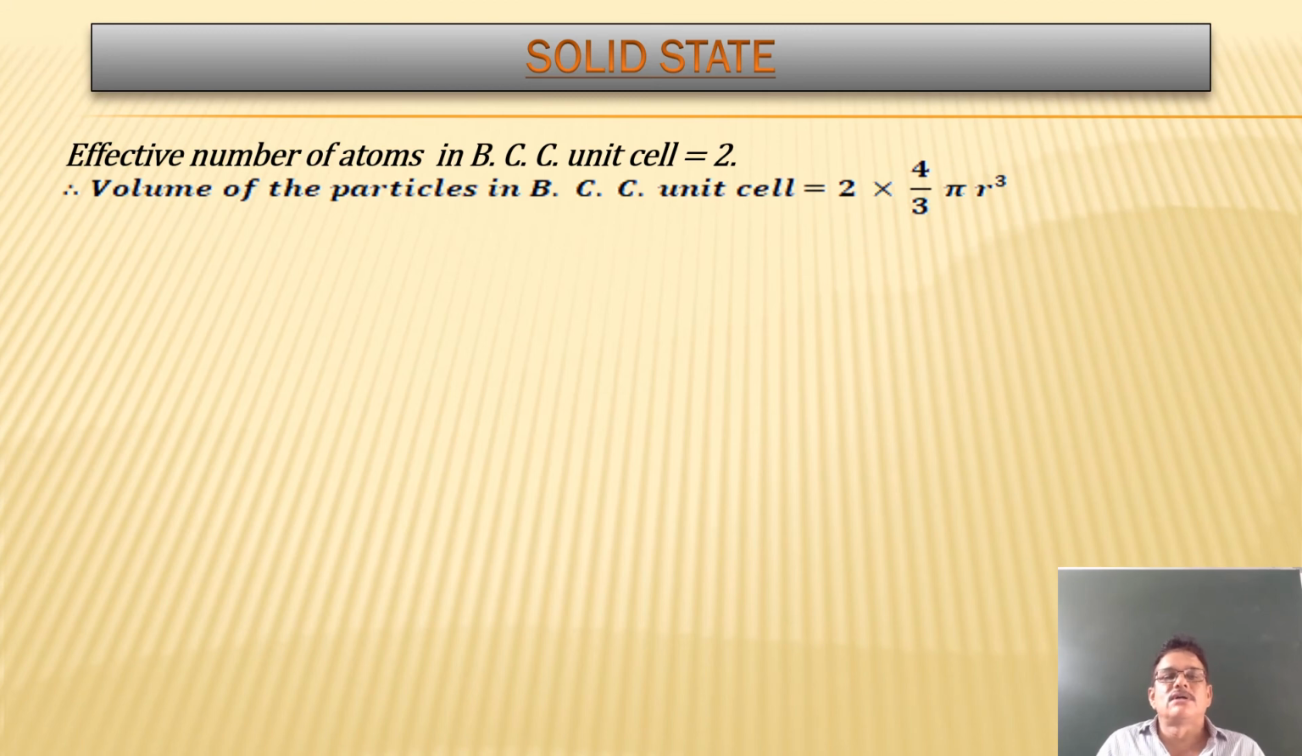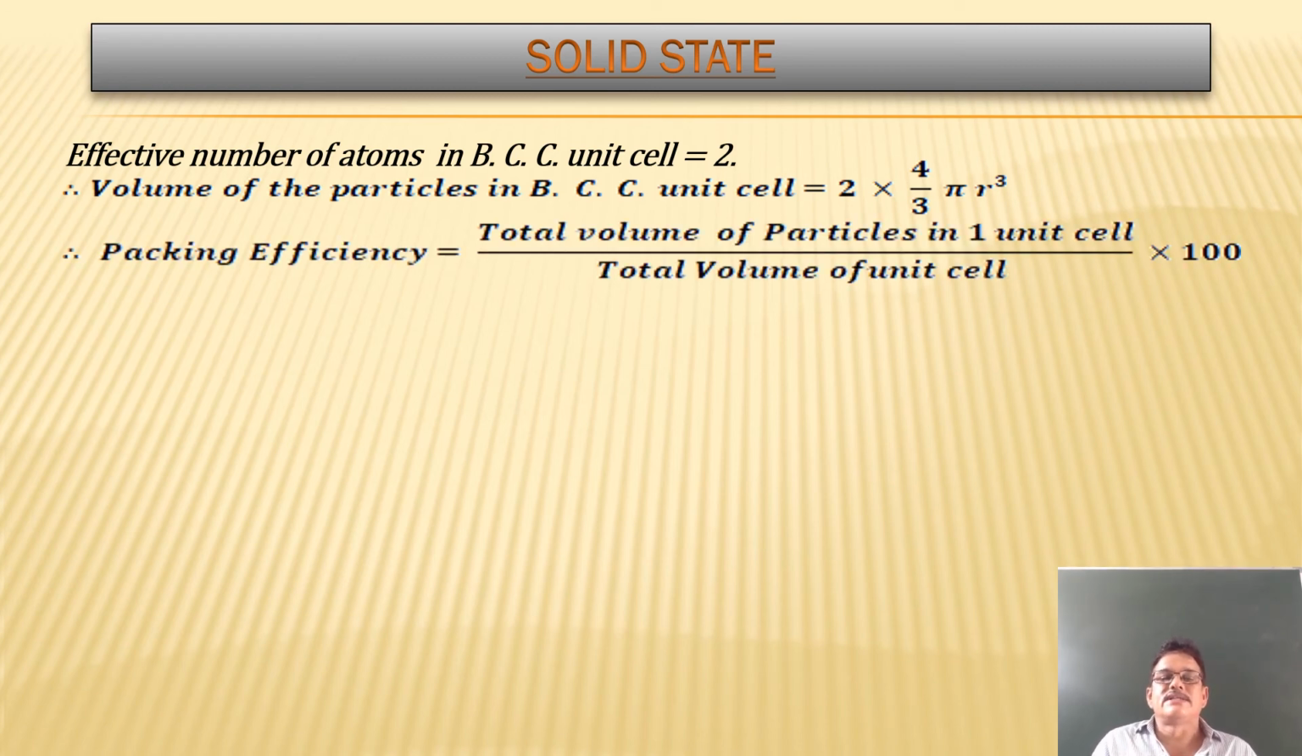So volume of the particles in BCC unit cell is equal to 2 into 4 by 3 pi r cube, where 4 by 3 pi r cube is volume of each particle. As there are 2 particles, total volume of the particles in BCC unit cell is equal to 2 into 4 by 3 pi r cube, right? Next, packing efficiency is equal to total volume of the particles in one unit cell by total volume of unit cell into 100.